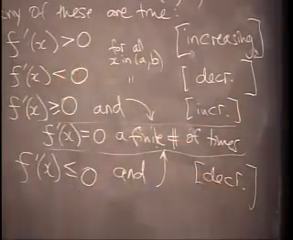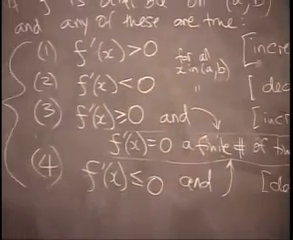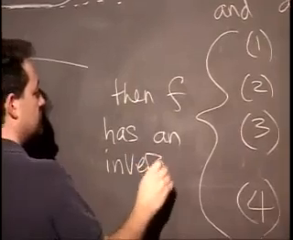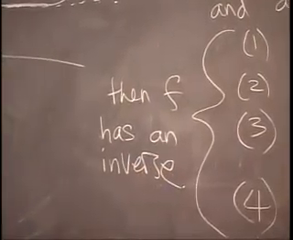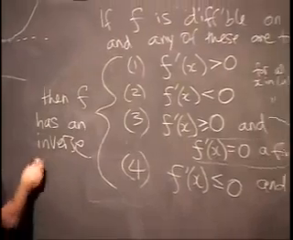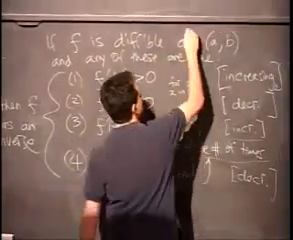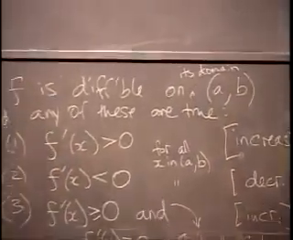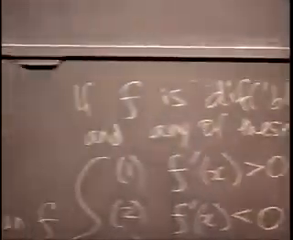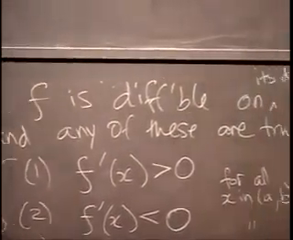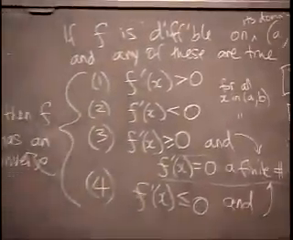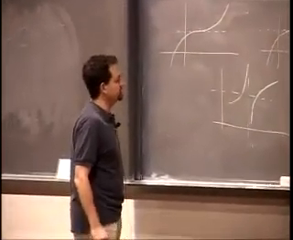If any of these are true, then f has an inverse. Or at least f has an inverse on AB. I should say on its domain. Now, if its domain happens to be a closed interval, AB closed at the end, then this is still true. You don't have to worry about the derivatives at the endpoints. They can't really hurt you.